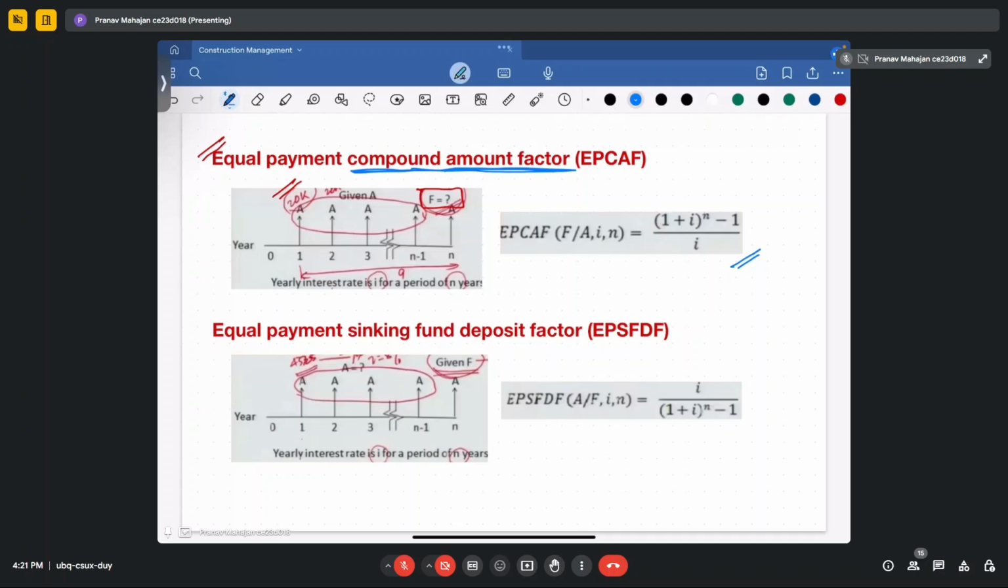Next is the inverse of this. When you are expected to calculate how much amount you should provide as an EMI or as a SIP at regular intervals, so that you will reach the value of 50 lakh in future, then it will be the reverse of that. That means your equal payment sinking fund deposit factor is the inverse of the equal payment compound amount factor. So the equal payment sinking fund deposit factor is the inverse of what we have seen in the equal payment compound amount factor.